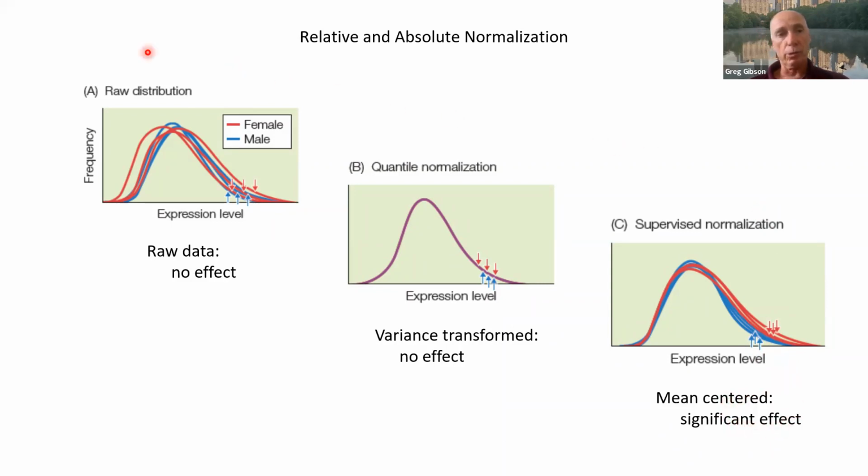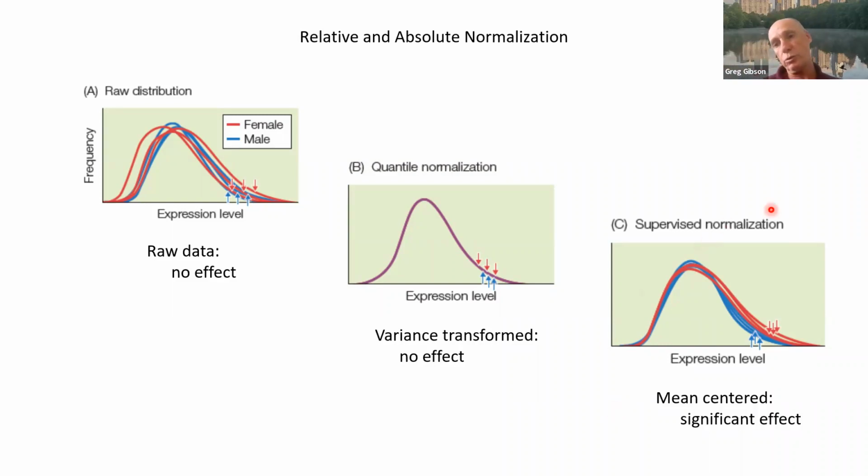So nobody wants to do the raw data analysis, but 2 extremes of analysis are to do quantile and supervised, and they're going to give you quite different results. So in this case, no effect, and in this case, a large effect. And you should be asking yourself, which one is the right way to do it? And actually, I would argue that there is no necessarily correct way to do it.